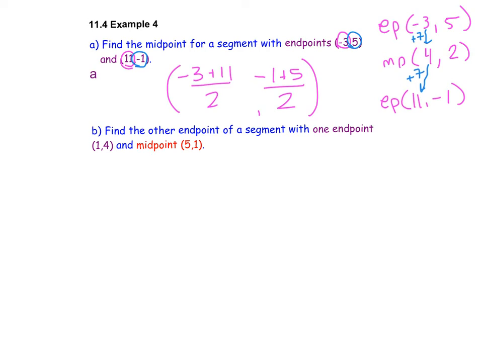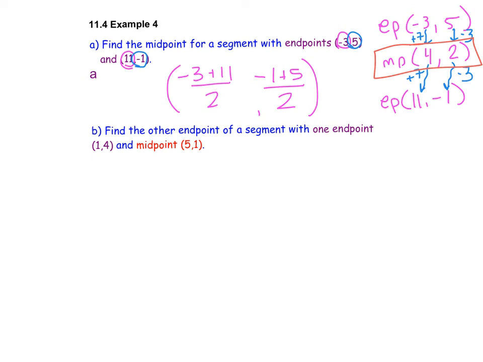Then if I look over here at the y coordinates, to go from 5 to 2, I would need to subtract 3. And then to go from 2 to negative 1, I would also need to subtract 3. So again, the 2 is exactly in between 5 and negative 1. So now at this point, I can state for a fact that my midpoint between the two endpoints provided is 4, 2.